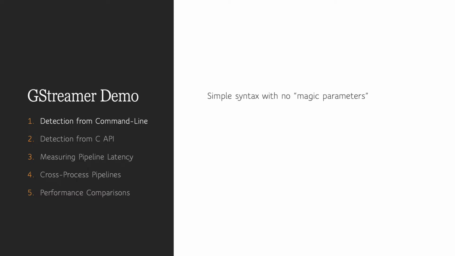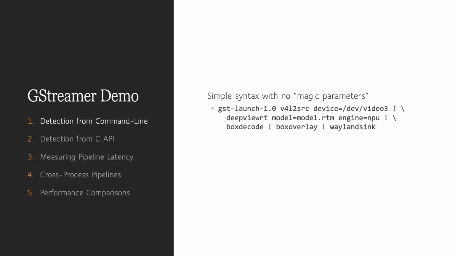First of all, the GStreamer API is very straightforward, simple syntax with no magic parameters. This shows one such example pipeline, which renders bounding box overlays to the screen from a camera feed. The model parameters are automatically discovered. The user only needs to provide a model and the preferred engine, whether it be NPU, GPU, or CPU.